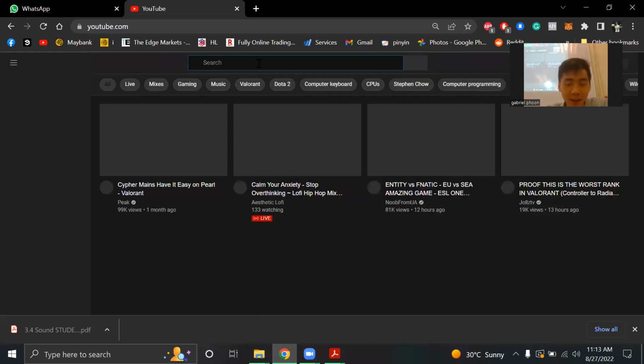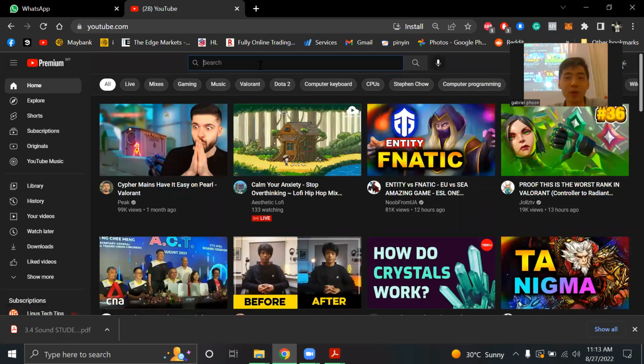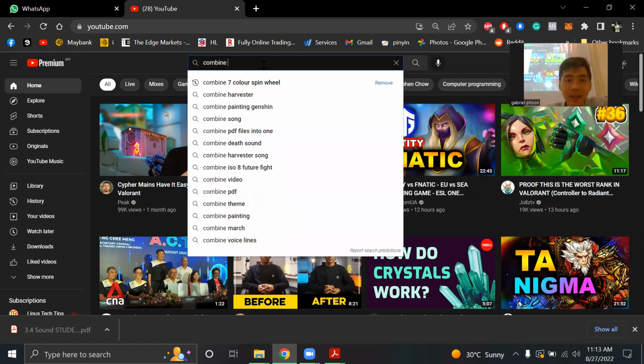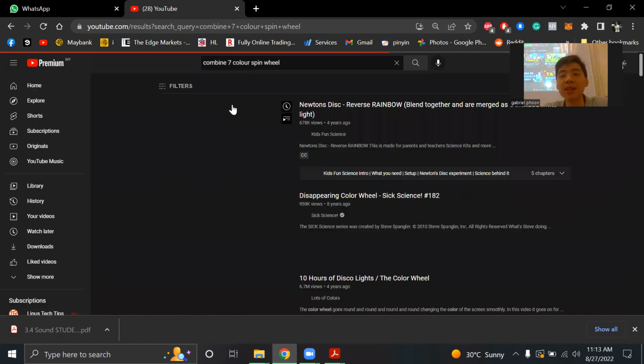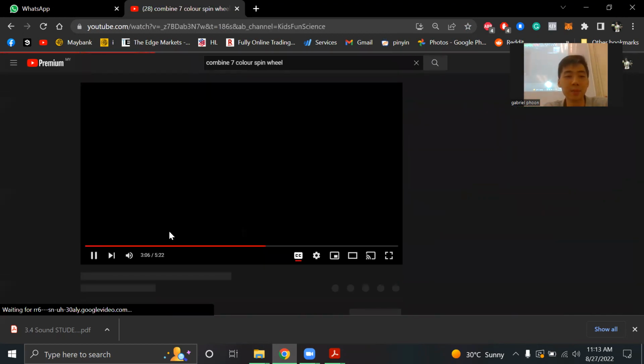Guys, if I say that you can combine 7 different colors, I don't mean that you're going to draw 7 different colors onto a white piece of paper and then it's going to turn white. No, most of the time it'll turn into a brown or black color or something along those lines. That's definitely wrong, guys. How do we combine 7 colors? It is by spinning the 7 colors at a relatively fast speed, guys.